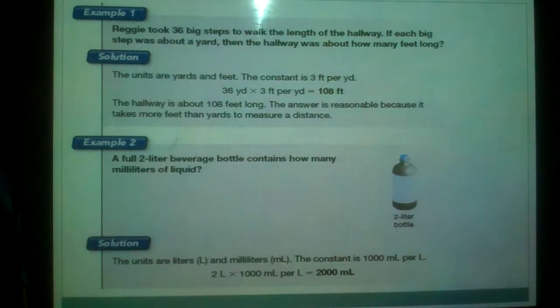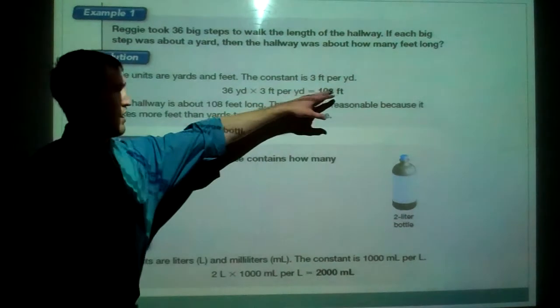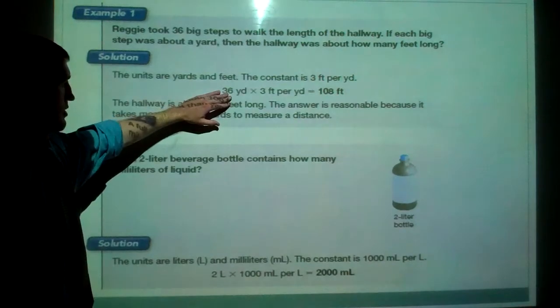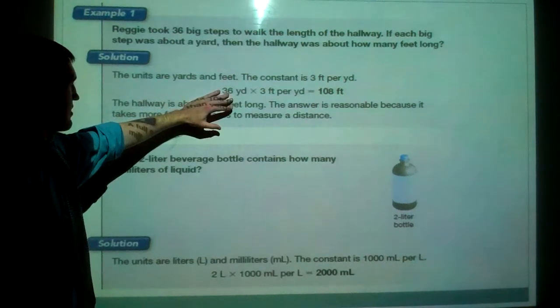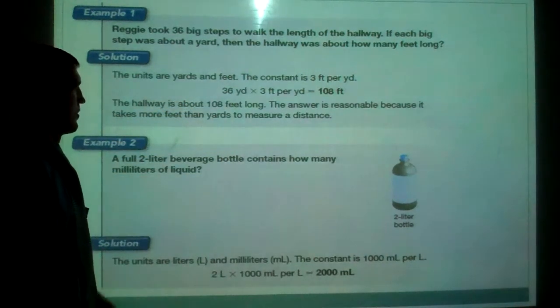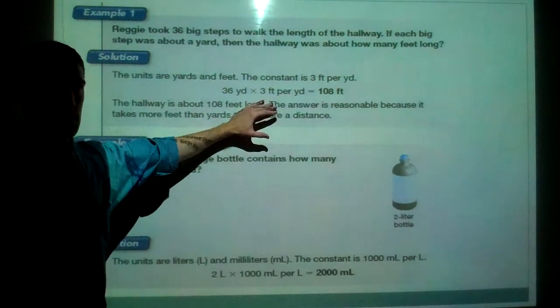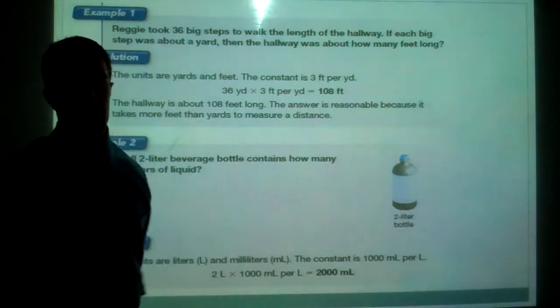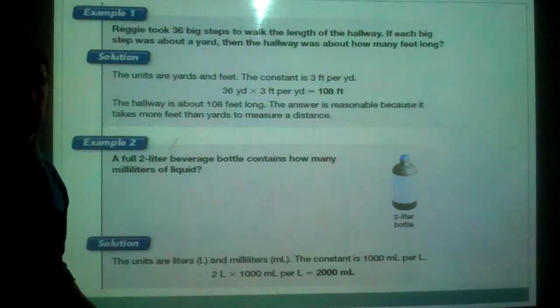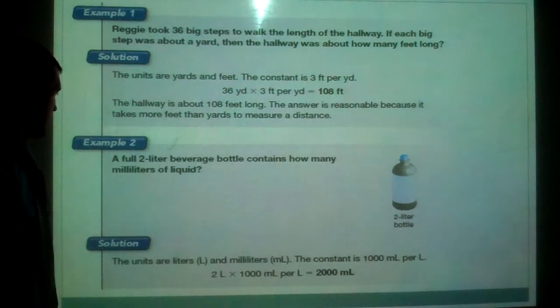Okay, well, we know that there are 3 feet in a yard, and then he took 36 big steps. So we do 36 times 3. Our hallway is about 108 feet long. Not the best way to measure, but approximate.